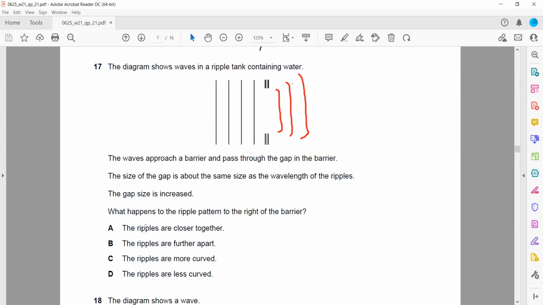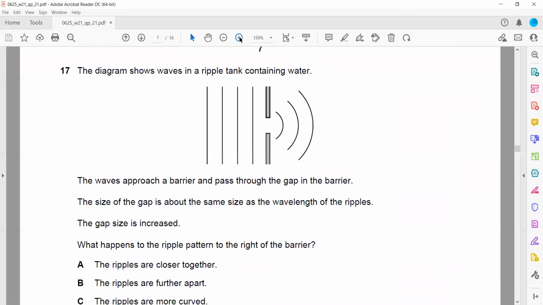So what happened? The ripples get closer. Ripples getting closer means the wavelength has changed. That is wrong. The ripples are further apart. It means the wavelength increases. That is also wrong. The ripples are more curved. That is also wrong, because if diffraction is less, then it should be less curved. So D will be the right answer, because when the gap is smaller, the ripples will be more curved, more diffraction. But if the gap size is larger, then the diffraction will be smaller, so it will be less curved.